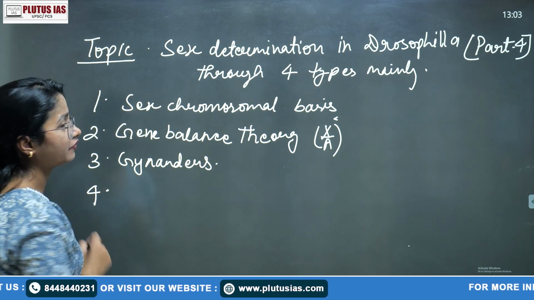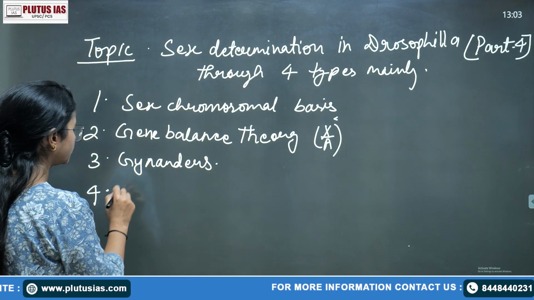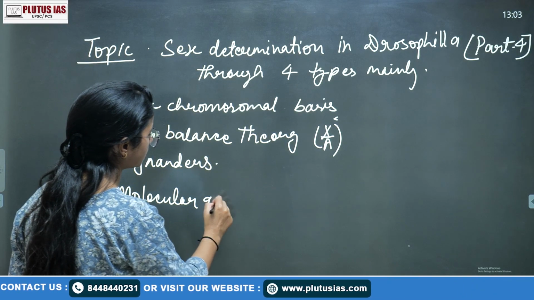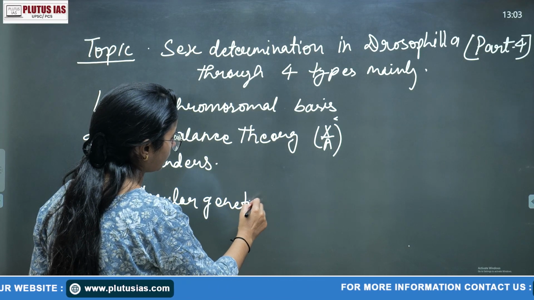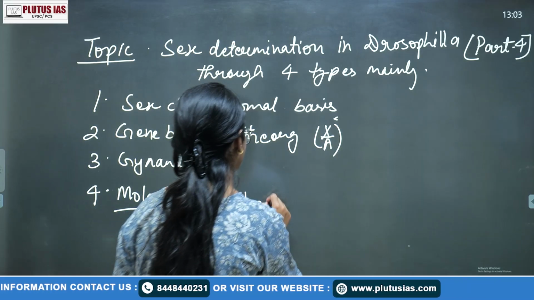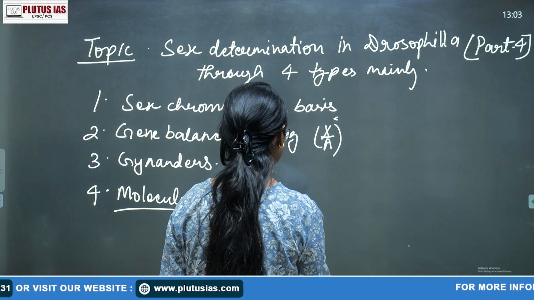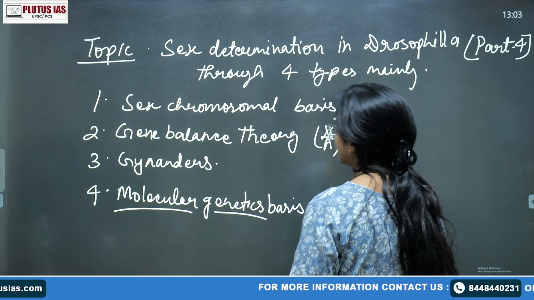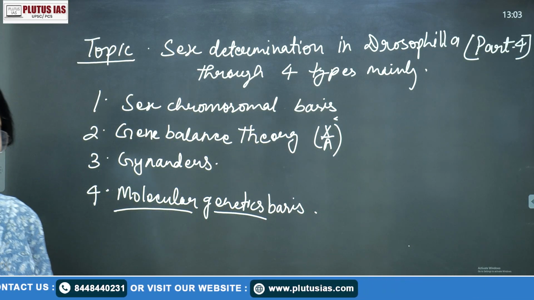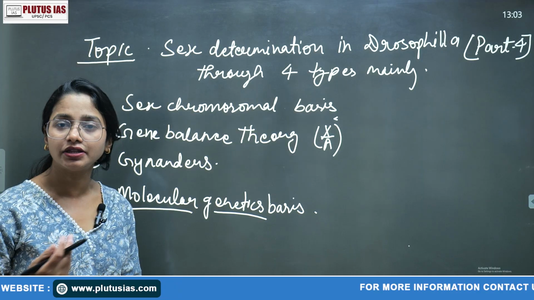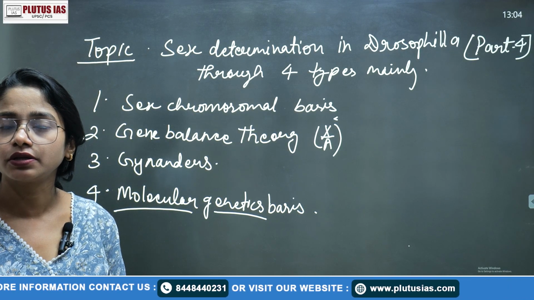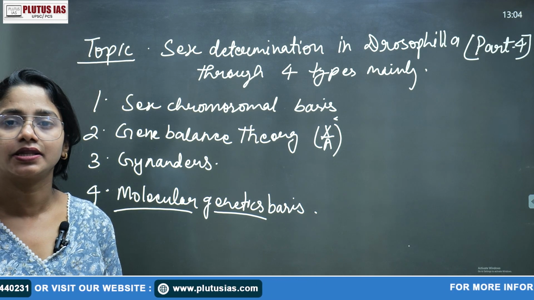Fourth, today we'll talk about the molecular genetics basis. What is the meaning of the molecular genetics basis? As we have talked in earlier classes, genotypically we see differences in the chromosomes. In humans, for example, the male has XY and the female has XX.